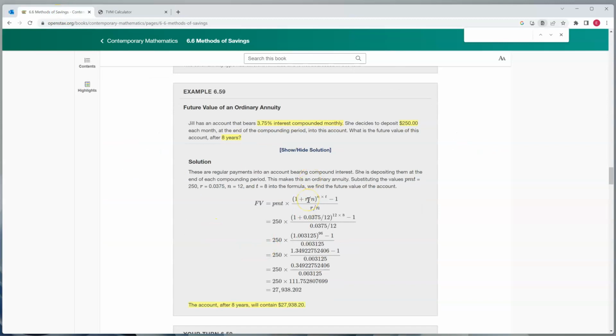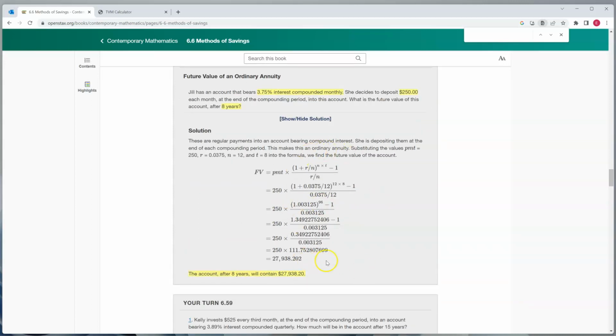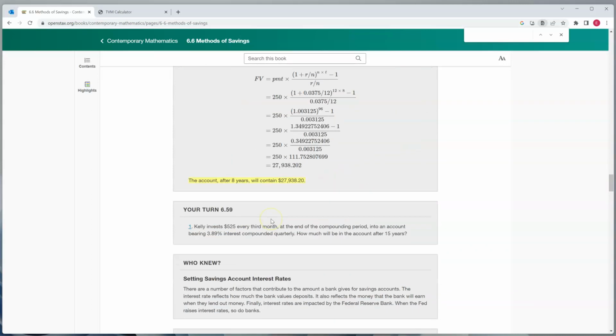You can use the formula, of course. I'm not going to stop you, but plugging that in, if your teacher requires it, of course, then you've got to. But if you're in my math class, I want you to use a TVM calculator so that you get to the numbers rather than getting kind of lost in this algebra here.